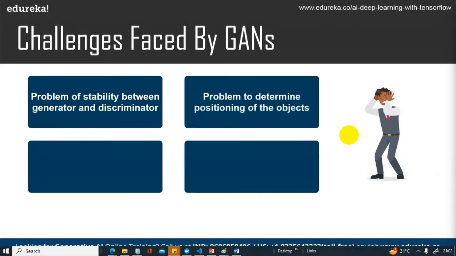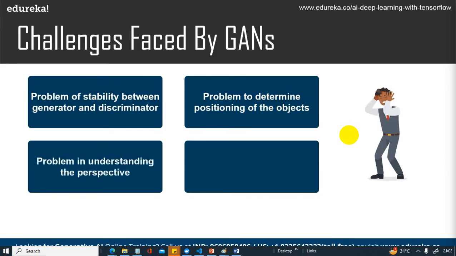The next challenge faced by GANs is that they fail miserably in determining the positioning of objects in terms of how many times an object should occur at that location. Suppose we have an image with, let's say, 3 dogs with 2 eyes each, and sometimes a GAN will generate an image with like 1 dog and 6 eyes. That's a problem we face while working on GANs.